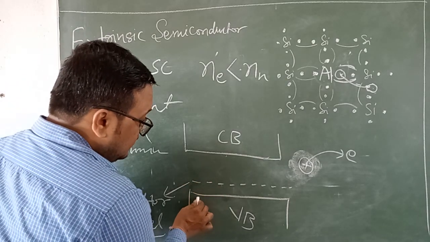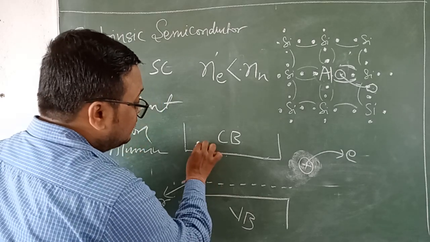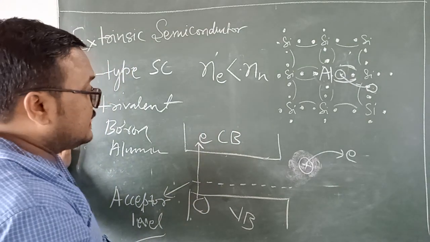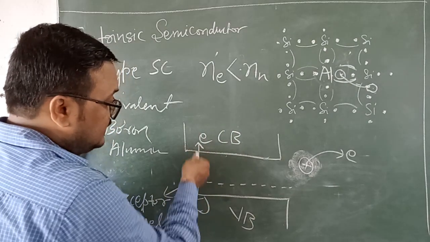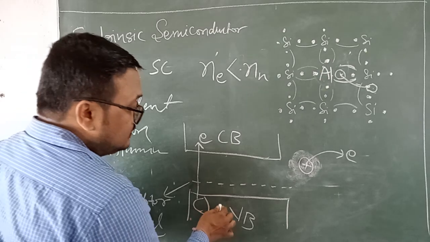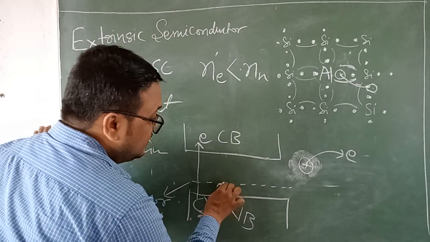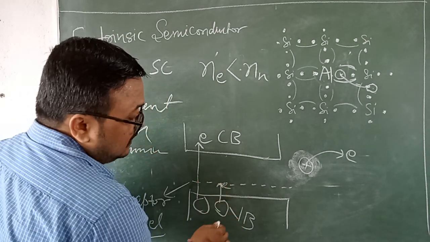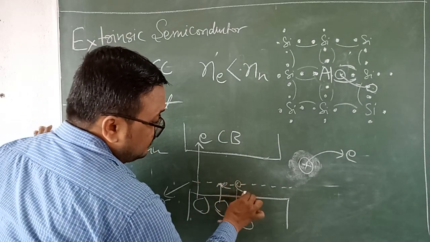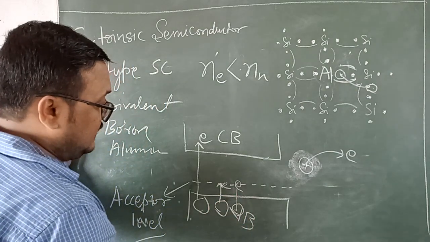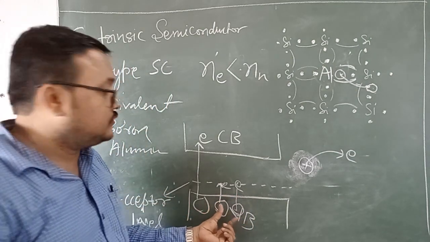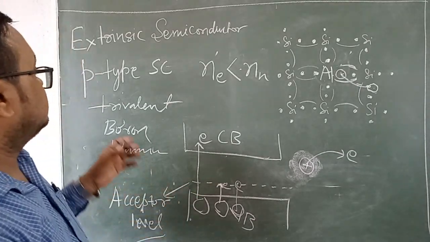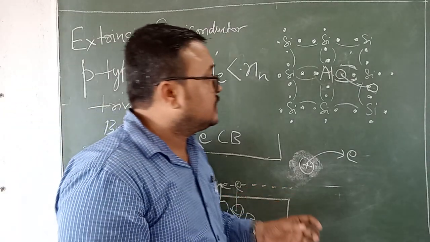An electron jumping from the valence band to the conduction band, creating a hole in the valence band and an electron in the conduction band, requires more energy than an electron jumping to the acceptor level. If the electron jumps to the acceptor level, it creates a hole in the valence band, and the current flows due to this hole. This is all about the P-type semiconductor.